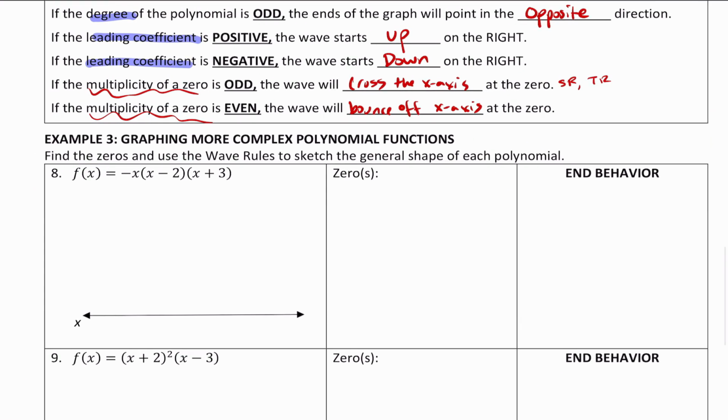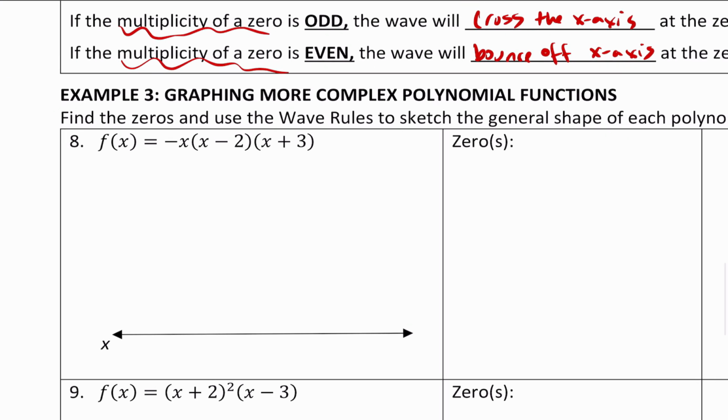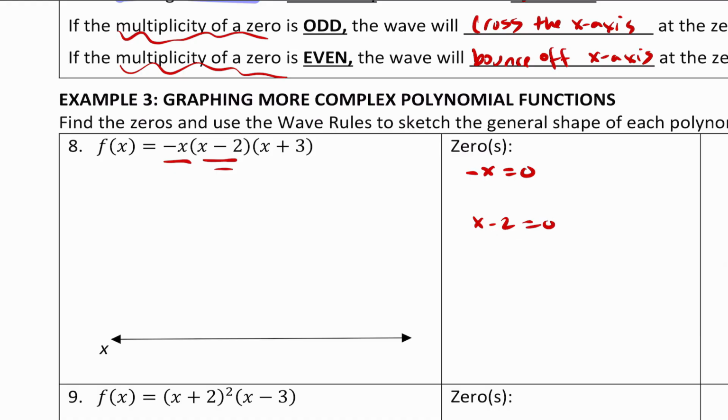Starting off with 8, we have f of x is equal to negative x times x minus 2 times x plus 3. You're going to solve for the zeros. So negative x equals 0, x minus 2 equals 0, and x plus 3 equals 0. If negative x is equal to 0, then x is equal to 0. If x minus 2 equals 0, x equals 2. And if x plus 3 is equal to 0, then x is equal to -3.